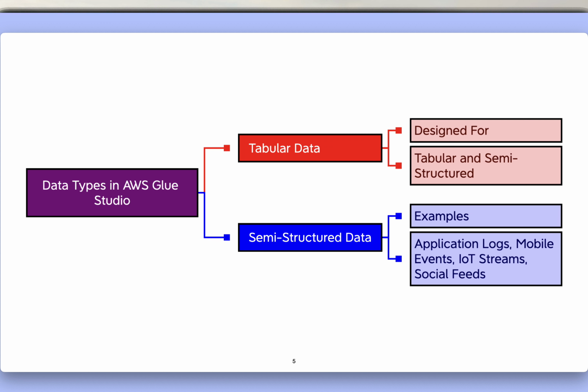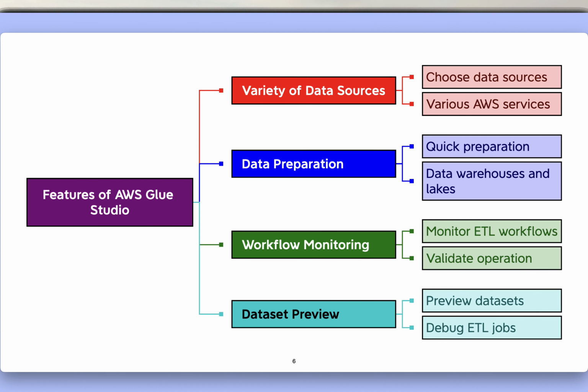Data types in AWS Glue Studio. 1. Tabular data. AWS Glue Studio is designed for not only tabular data but also semi-structured data. 2. Semi-structured data. Examples of this include application logs, mobile events, IoT event streams, and social feeds. Features of AWS Glue Studio. 1. Variety of data sources. You can choose data sources stored in various AWS services.